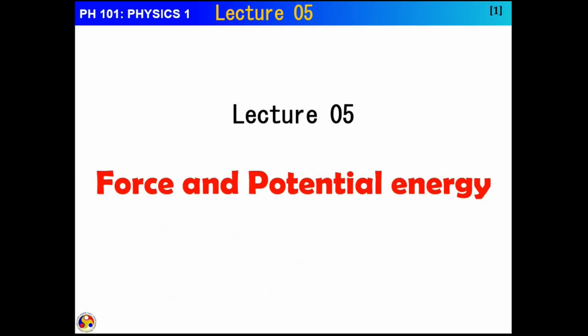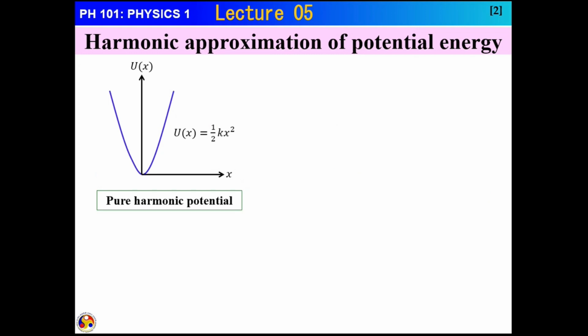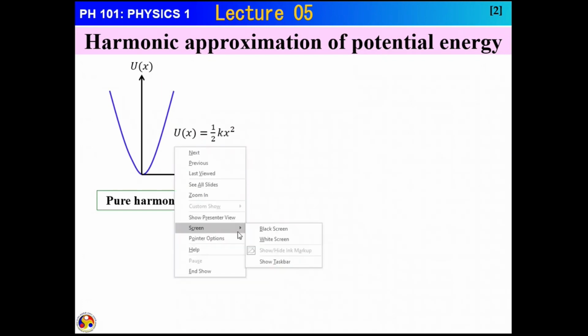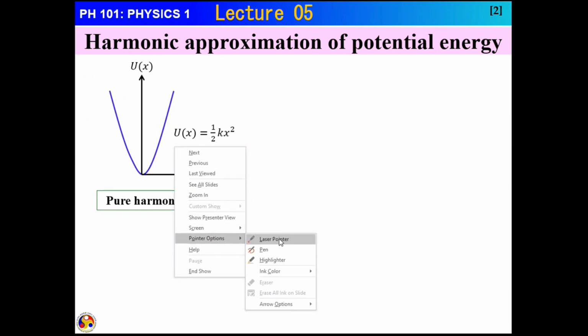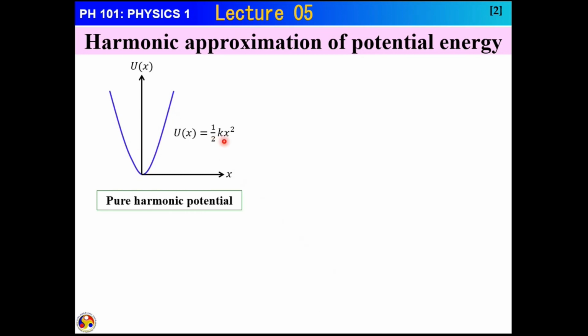Welcome to lecture number 5, in which we are going to discuss force and potential energy. In fact, in the previous class itself, we started a little bit. So what did we do in the previous class? We talked about the harmonic potential, and that was given as this. Potential is half kx square, and that is called harmonic potential. It looks like a parabola if you plot.